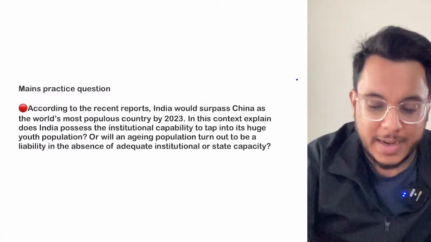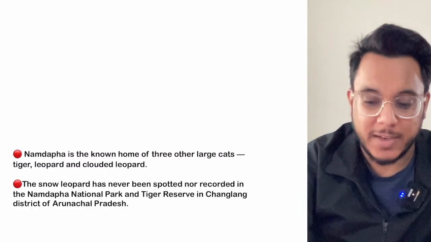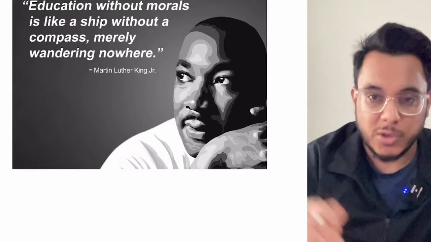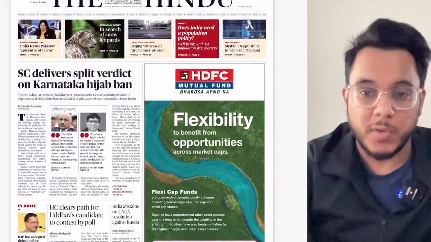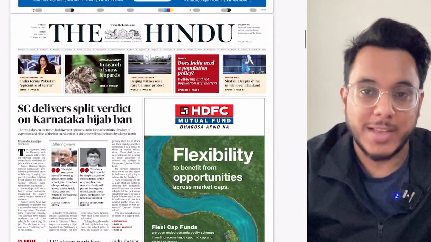In the last, we will also be taking a mains practice question from the current affairs. Okay. Now, before starting up, first of all, let's take the overview of the entire newspaper so that we can understand which articles are important in today's newspaper.